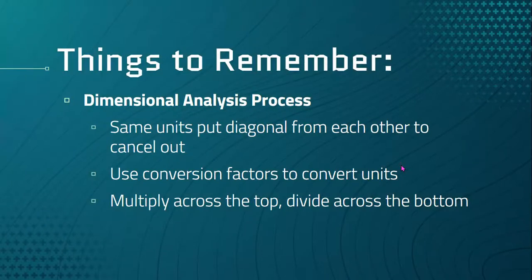Some other things to remember: in the dimensional analysis process, you want to put the same units diagonal from each other in order to cancel them out and thus convert to a new unit. We use conversion factors, like I just mentioned, to convert the units. And when all the units cancel out except for the specific unit you are looking for, you multiply the numbers across the top and then divide across the bottom to get your answer.